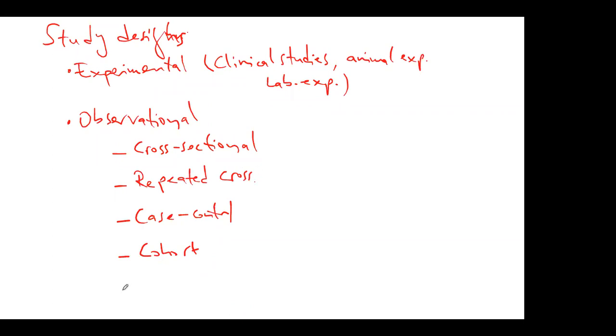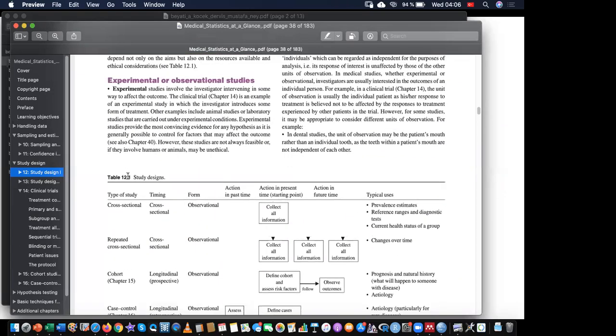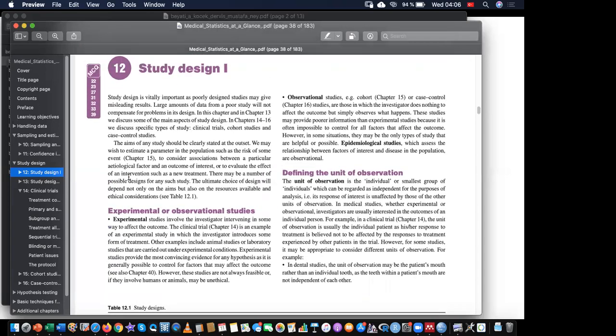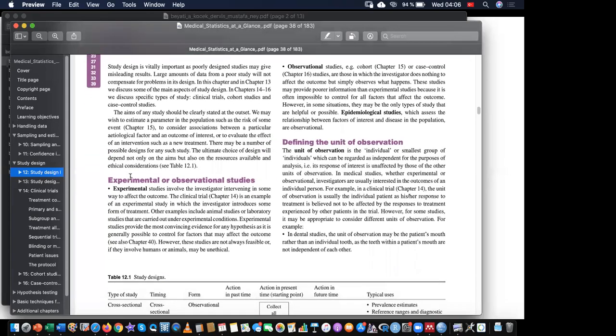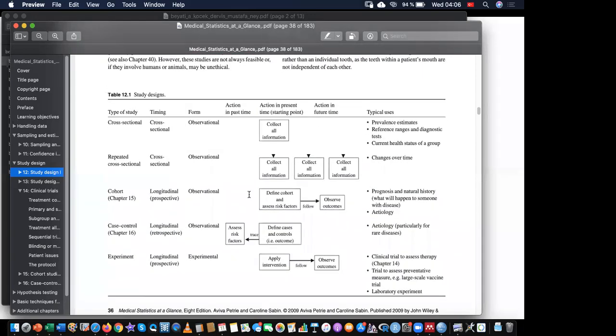And I also mentioned some other study designs. Did I mention? Like what? Epidemiological studies I mentioned last time. Okay. So this table you should have studied. I hope you have it in your mind.